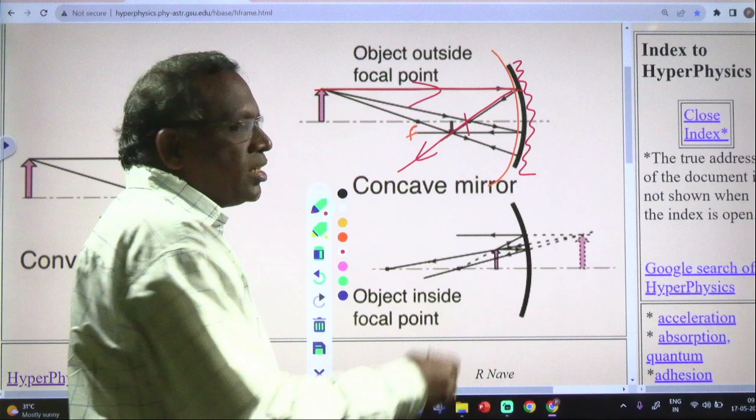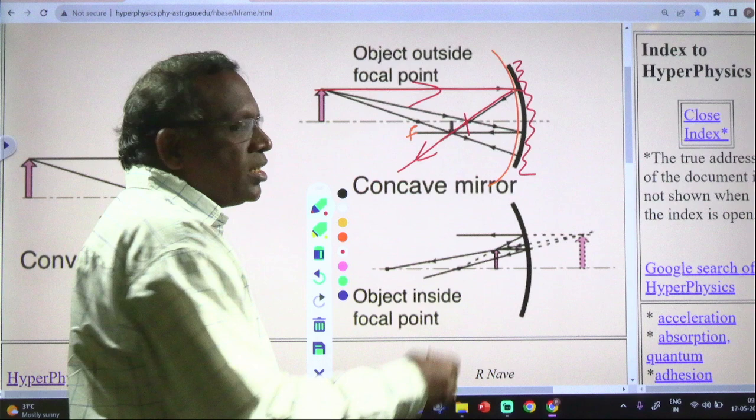Basically the object is beyond the center of curvature. If the object is beyond the center of curvature, what type of image is going to be formed? Because the rays are converging rays, those converging rays form a real image. A real inverted image is going to be formed for the concave mirror. That is the first case.